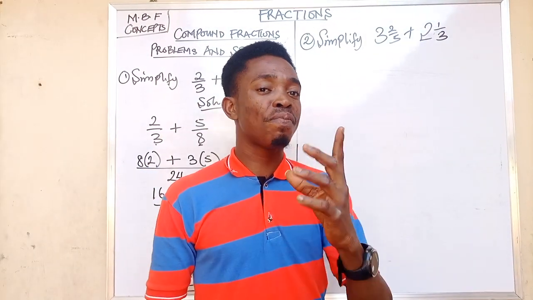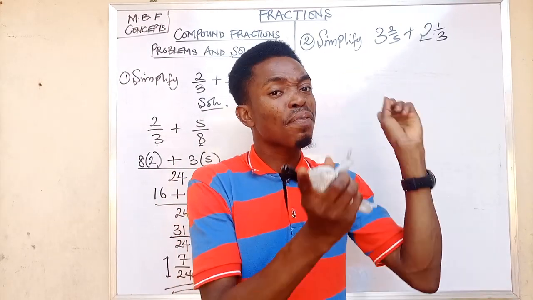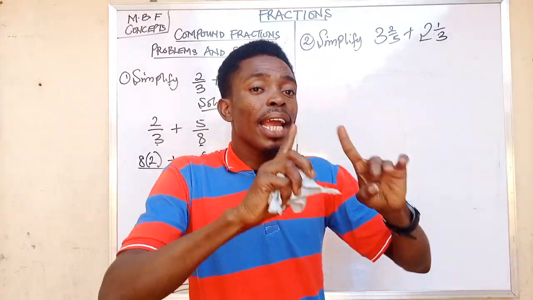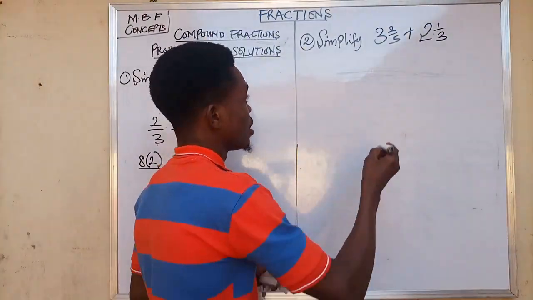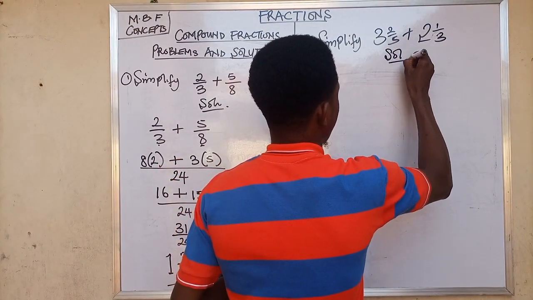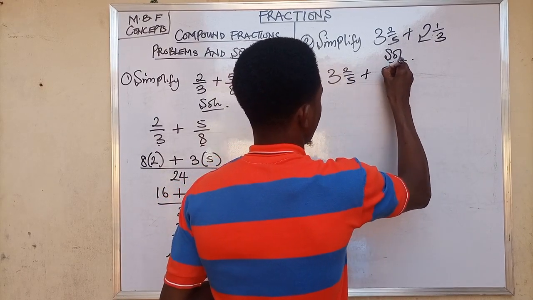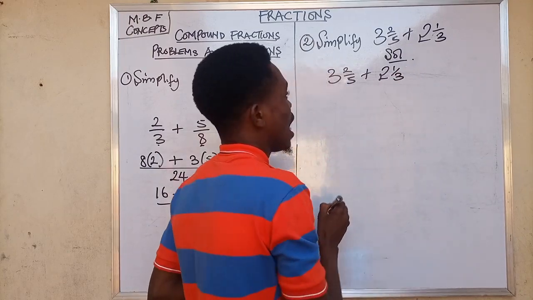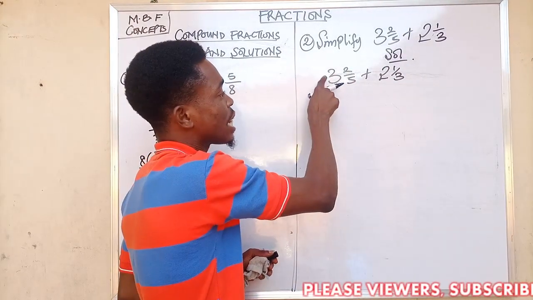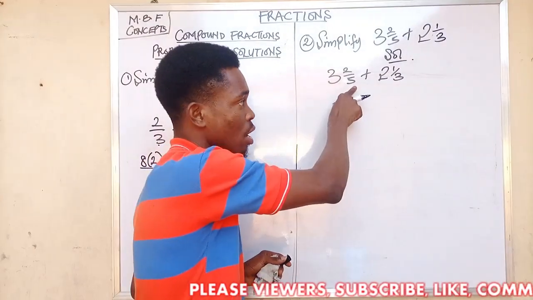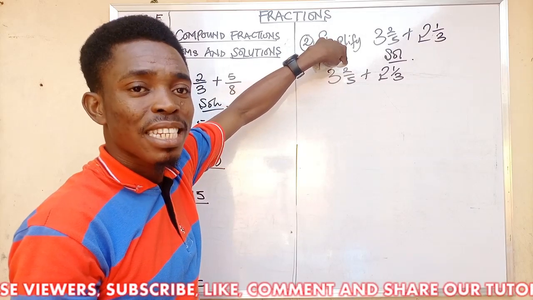So what do we do? First thing you do anytime you have a mixed fraction is to convert the mixed fraction to what? An improper fraction. And how do we do that, guys? This is our solution, and if this is our solution, we're going to have 3 2 over 5 plus 2 1 over 3. And guys, what do we do here? We multiply 5 by 3. So 3 times 5 will give us 15, guys. And 15 plus 2 would have given us 17.